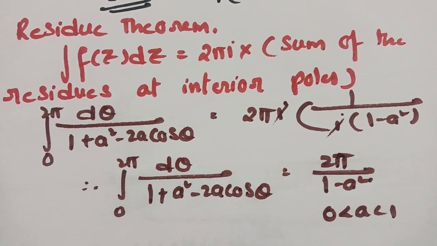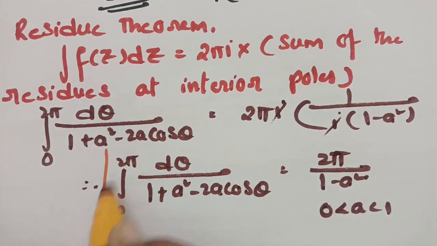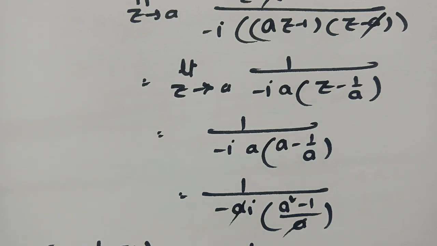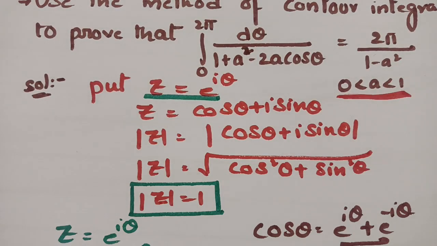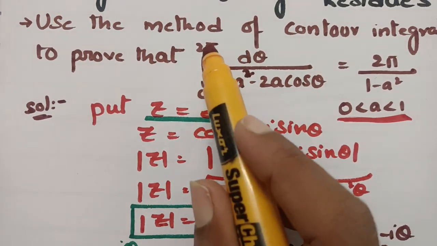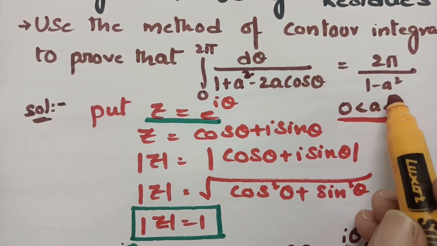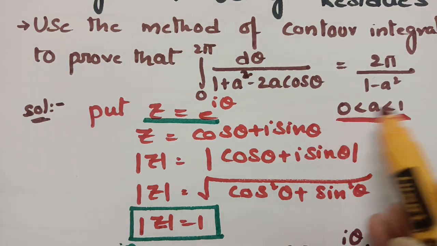This is how we have to solve, and thank you so much for watching and staying till the end, and let me explain you once again. See here, first of all what I have taken. So this is the question. We have to show that integral 0 to 2 pi d theta by 1 plus a square minus 2a cos theta is equal to 2 pi by 1 minus a square. Here it is the condition.